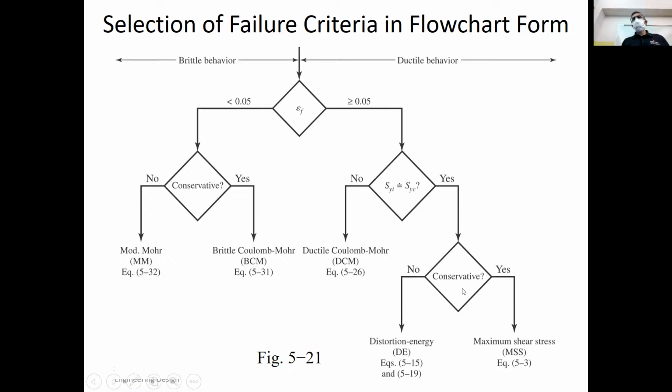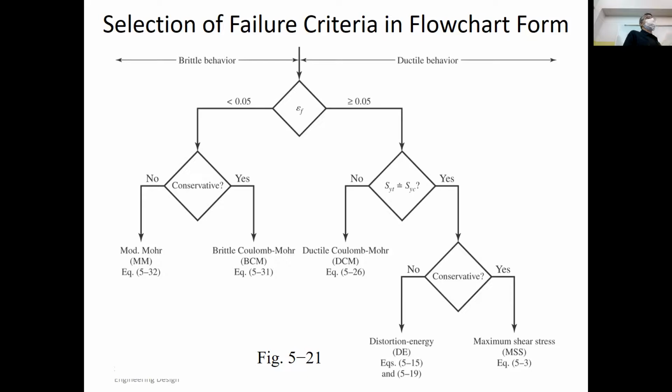If the answer is yes, then you ask yourself another question. Am I trying to be conservative or accurate? If you want to be conservative, you are using the maximum shear strength failure theory, MSS. Which simply says that failure is going to occur in ductile material due to shear. And maybe a good, easy way to remember this, if you take a steel specimen and load it in tension, it fails at an angle due to the shear effect. So this observation helps us come up to this maximum shear strength.